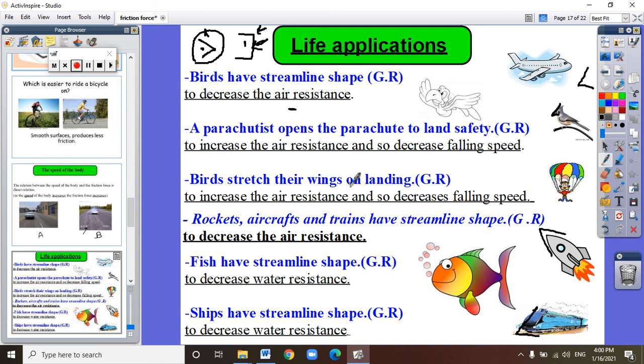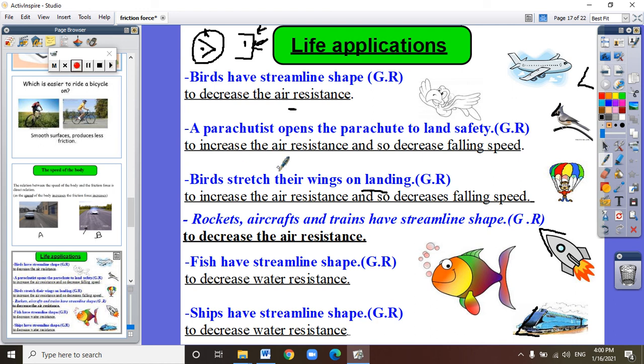Okay? And birds stretch their wings on landing. When the birds stretch their wings on landing, are they increasing or decreasing the surface area? Very good. They are increasing the surface area, and when increasing the surface area, the friction force will increase. Very good. And they want to land. They want to stop. So they want to increase the friction force to stop. So they stretch their wings to increase the surface area and increase the friction force to stop flying.